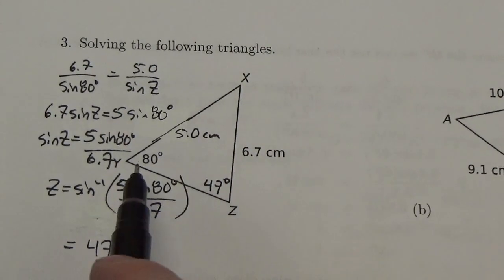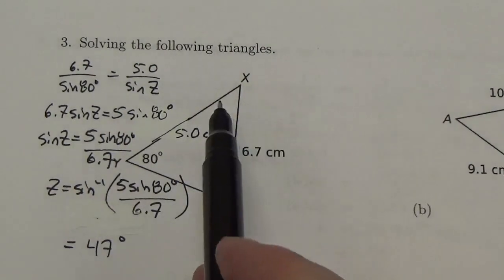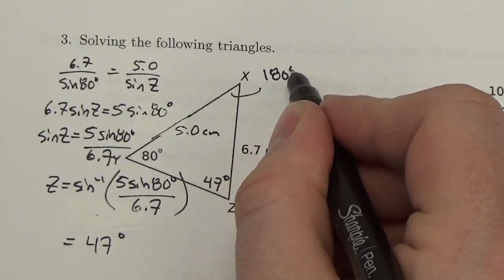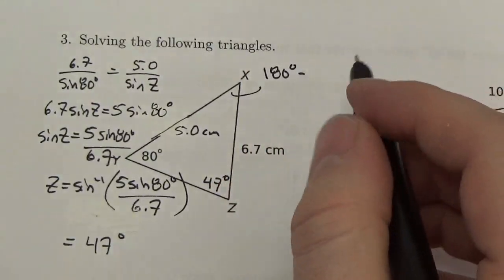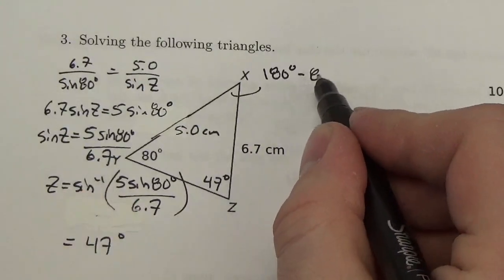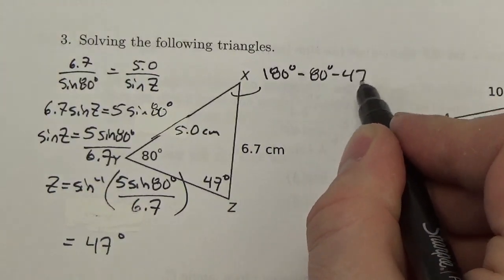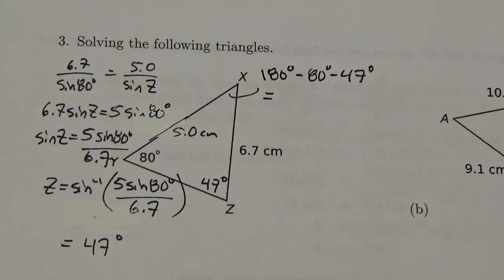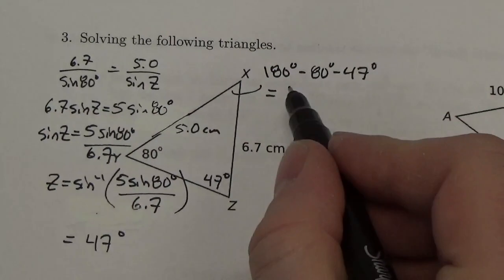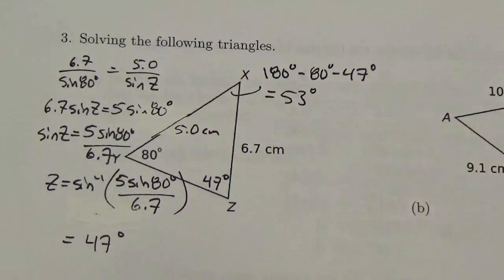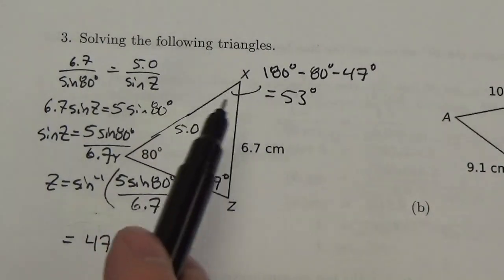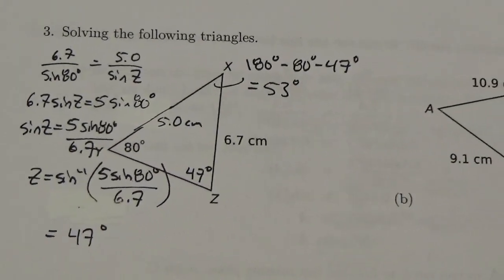Now, once I know those two angles, I can figure out this one really easily, right? Because this is going to be 180 degrees minus 80, the angle that I was given, minus the 47 that I just figured out. So 180 minus the 80 that I was given minus 47 is going to give me 53 degrees. And now that I know that this right here is 53 degrees, I can do a couple of things here.